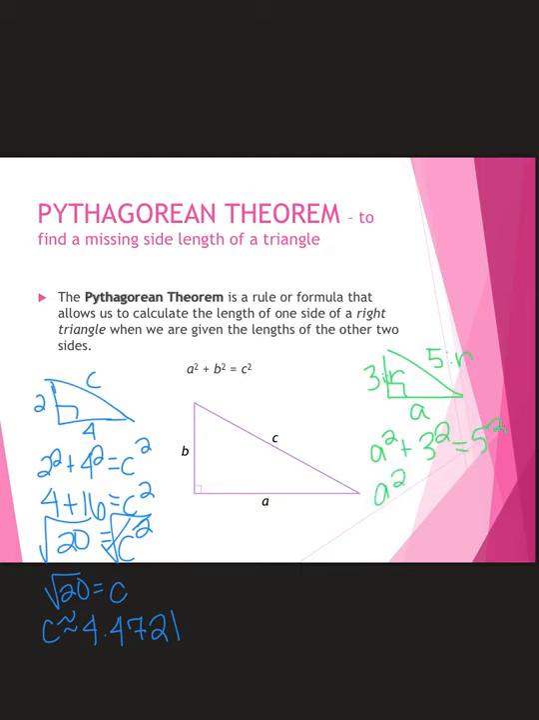So A squared plus 9 equals 25. And then you've got to subtract, because now I'm solving an equation here. So I'm going to subtract 9 from both sides, and that leaves me with A squared equals 16. And then you still have to take the square root. So A equals 4 inches.